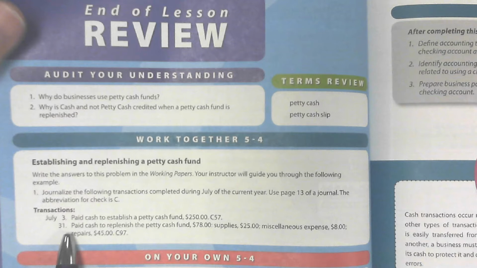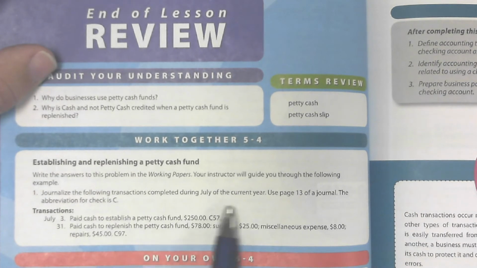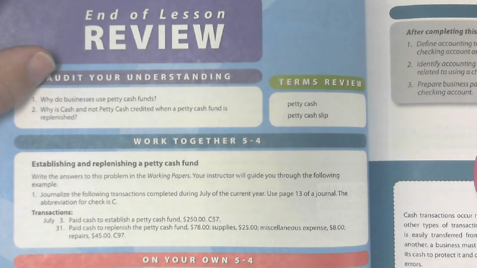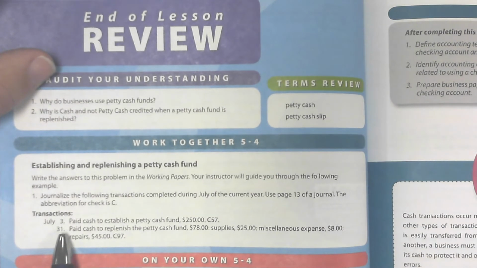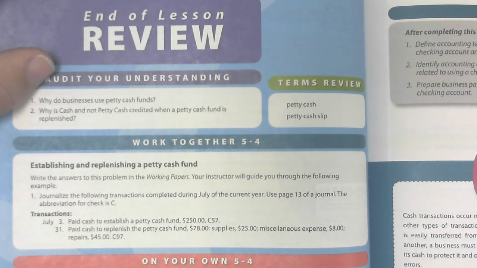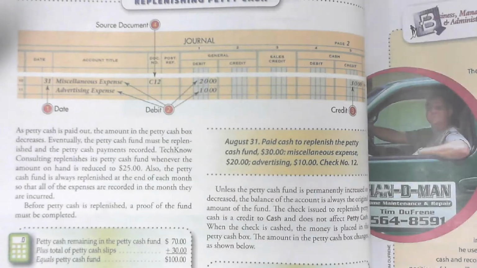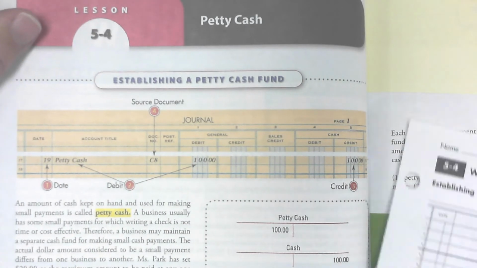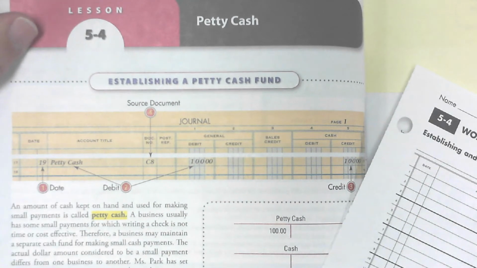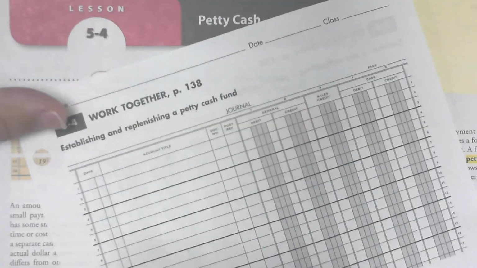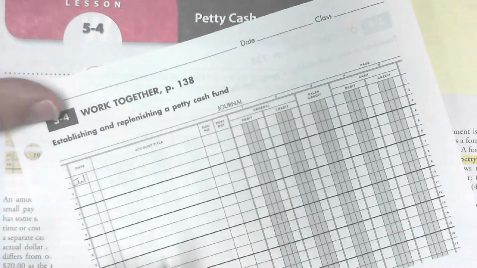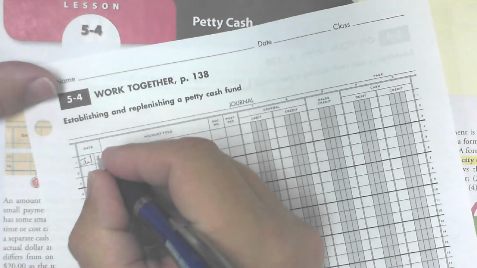So in the book, there's a journalize the transactions during July, page 13 of a journal. We're going to use check for our source. So July 3rd, paid cash to establish petty cash fund. So here we're going to put in our date. It's July 3rd.